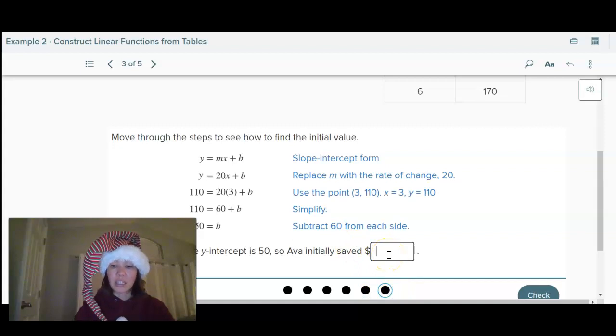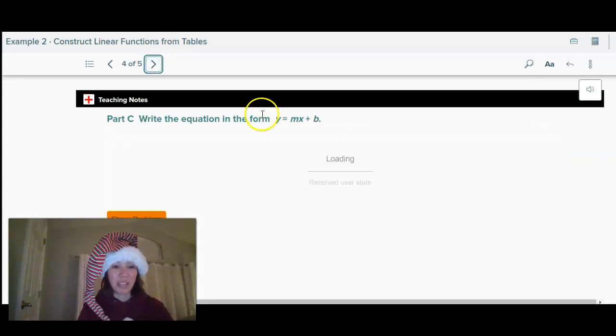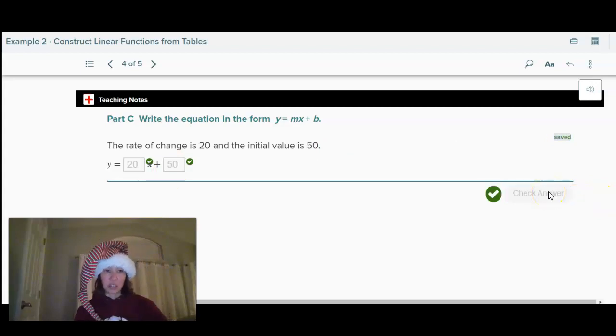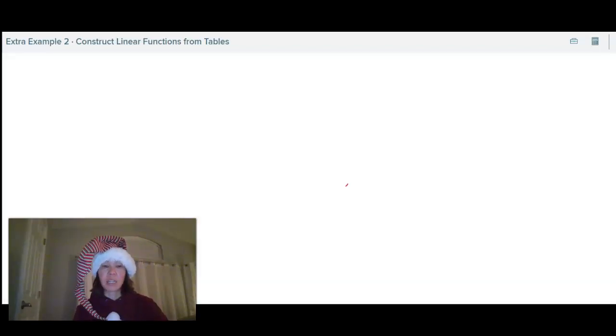So initially, she had saved $50. Now we have the slope and we have the y-intercept, and those are the only things we need to write the equation. So now that we have each of those pieces, we'll just put the slope there, the y-intercept there, and there's your equation. Let's look at another example. This one is not in the book, so again, you can just follow along here.